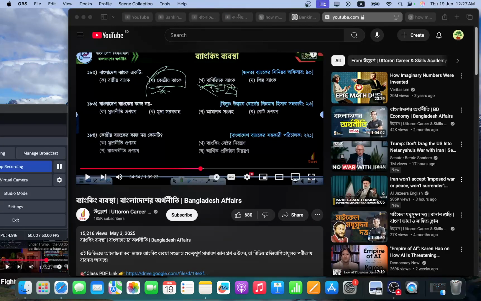So the reason why it's not a commercial bank is probably self evident, that we cannot keep deposits there. 183 Bangladesh Banker কাজ নয়. Which one is not a মুদ্রানীতি প্রণয়ন? I think it does it. আমানত সংগ্রহ, I don't think it does it because it's not a commercial bank.